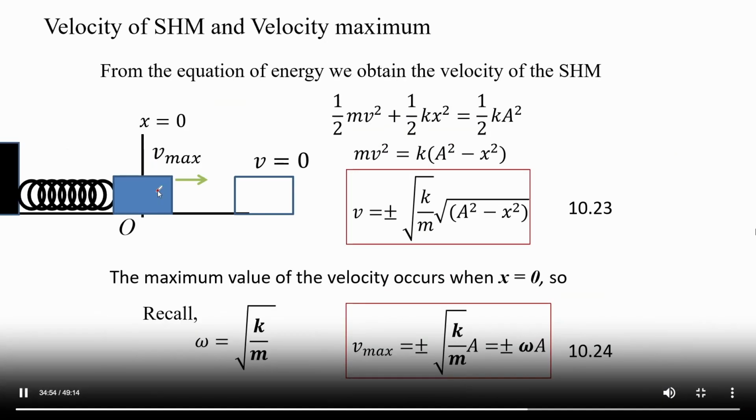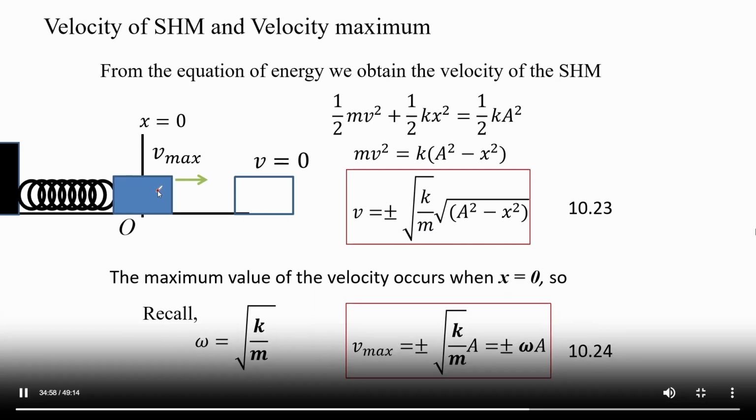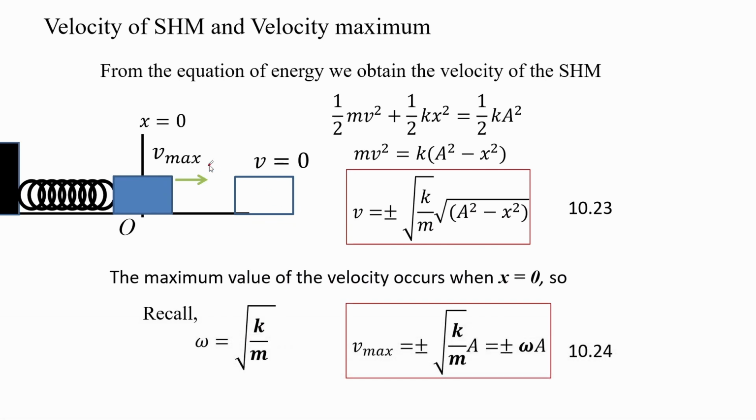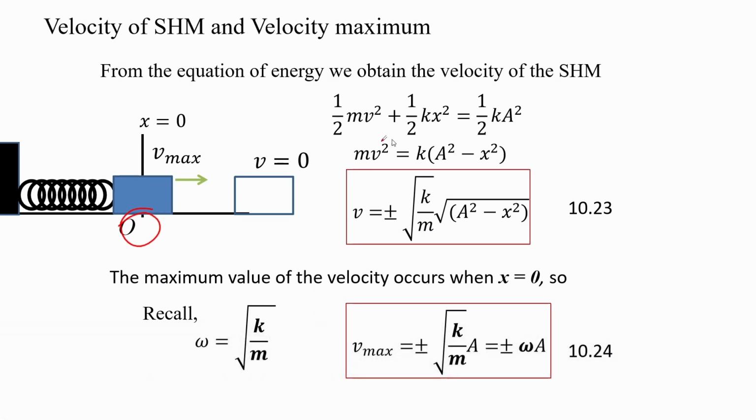Okay, let's look at the velocity of the simple harmonic motion and the maximum velocity. Of course, the maximum wouldn't be here at the very edge. It stops there, so it is 0. The maximum velocity would be at the equilibrium. So we recall the total mechanical energy, which is 1 half mv squared plus 1 half kx squared, equal to 1 half k a squared.